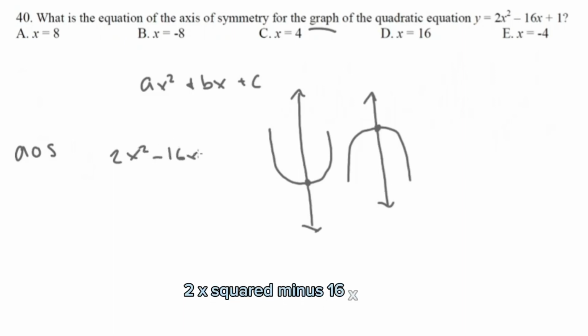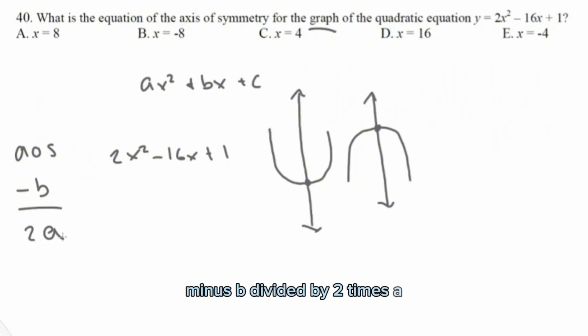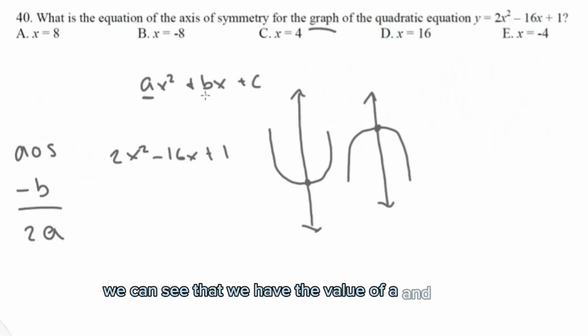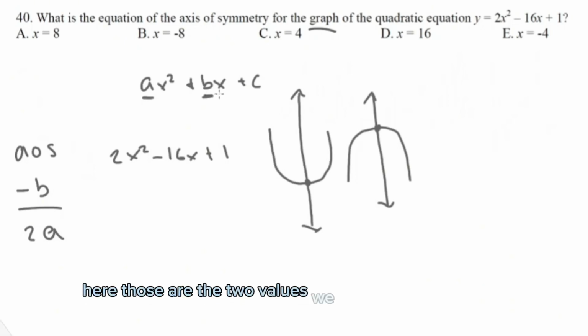minus 16x plus 1. Alright, so the formula for finding the axis of symmetry of a quadratic equation is minus b divided by 2 times a. Alright, so if we look at this standard form equation, ax squared plus bx plus c, we can see that we have the values of a and b right here. Those are the two values we need for this equation.